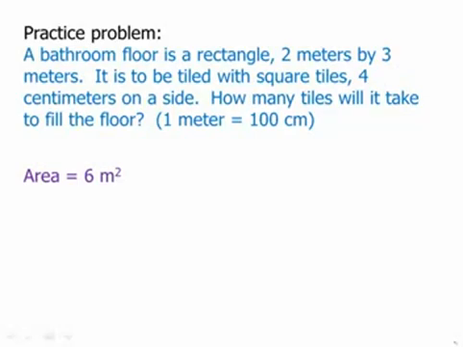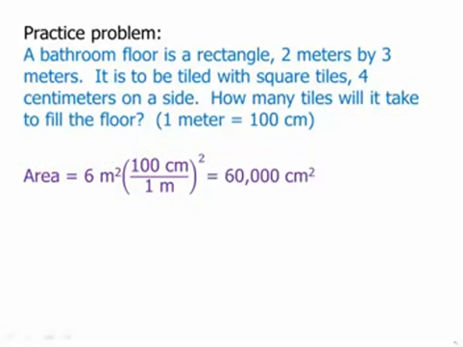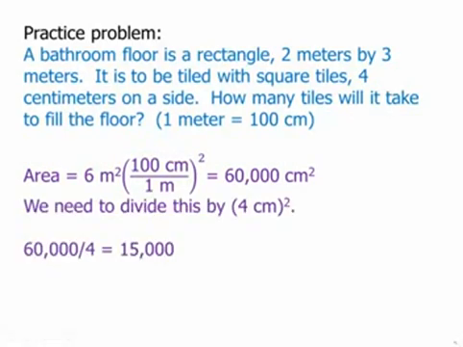Now let's change that to square centimeters. So we multiply that by 100 centimeters over 1 meter, that's squared. 100 squared is 10,000, 6 times 10,000 is 60,000. So 60,000 square centimeters, that's the area of the whole floor. And the area of the tile, it's 4 by 4. So we want to divide that by 4 centimeters squared.